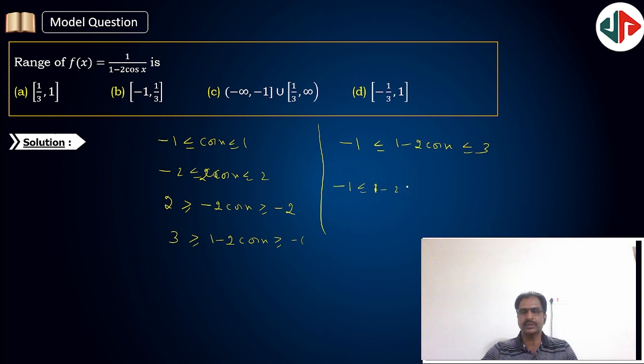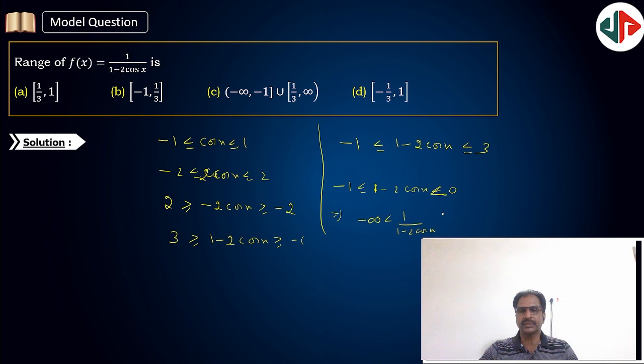When 1 minus 2 cos x lies between minus 1 and 0, its reciprocal, because we require 1 by 1 minus 2 cos x, lies between minus 1 and 0 means all negative values. When you take the reciprocal, the reciprocal of 0 is infinity, the reciprocal of minus 1 is minus 1. So 1 by 1 minus 2 cos x lies between infinity and minus 1.